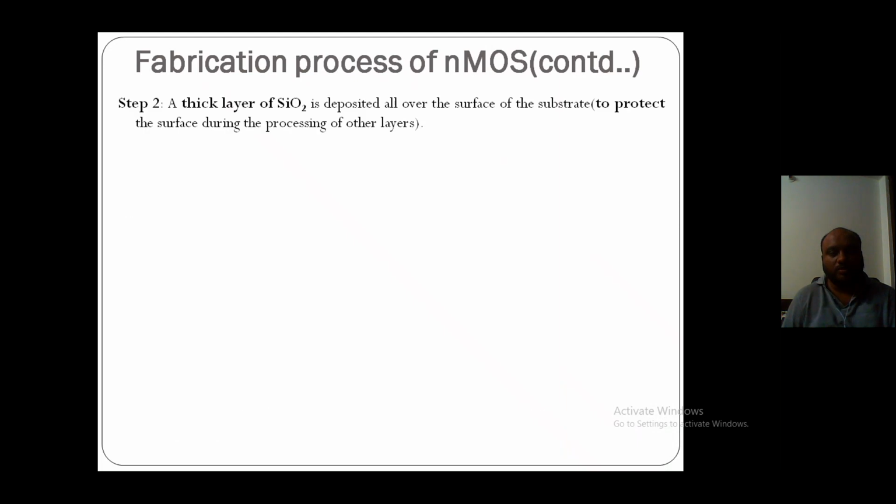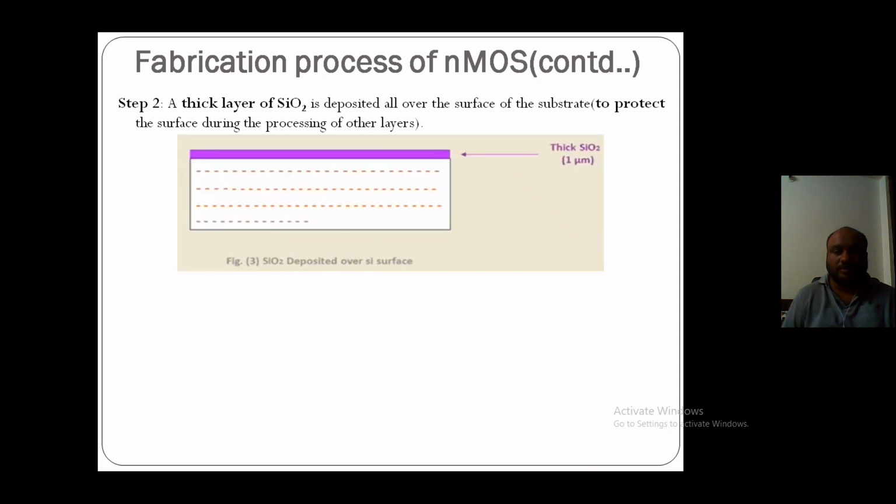Step 2, a thick layer of silicon dioxide is deposited all over the surface of the substrate. This is for the purpose of protecting the surface during the processing of other layers. So compared to the previous step, the silicon substrate after doping with lightly p-type impurities, then a thick layer of silicon dioxide of 1 micrometer thickness is deposited all over the surface. This acts as a protection.